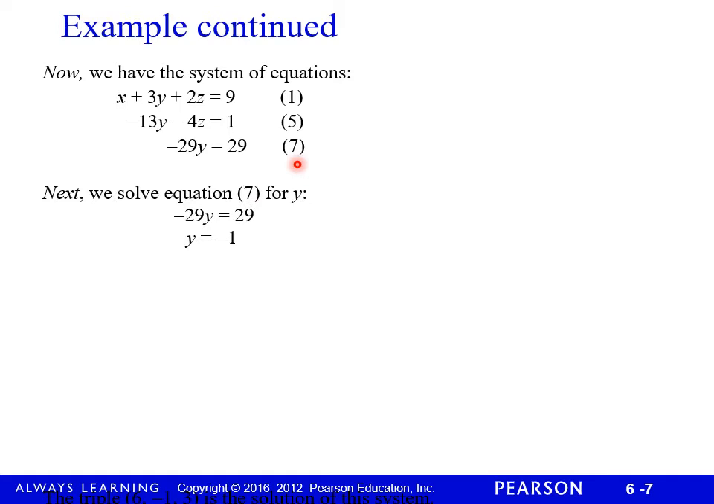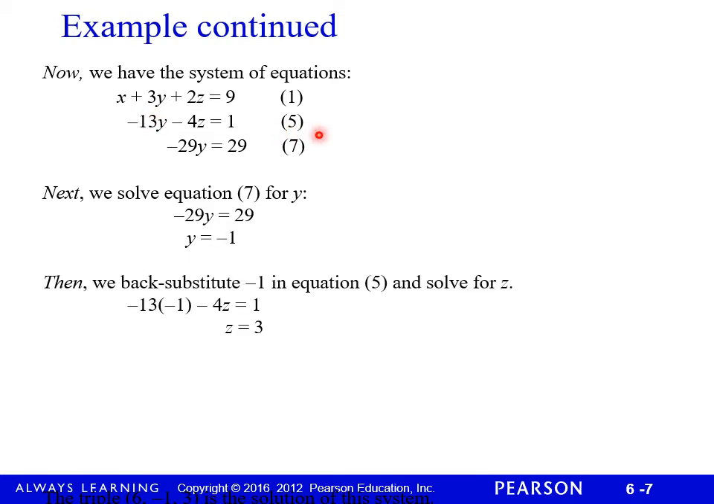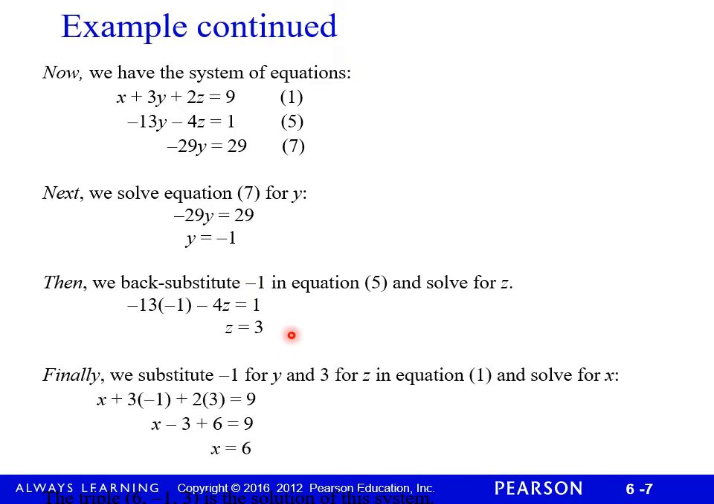If we solve equation 7 for y, we get y equals -1. We then go up an equation, we plug in the value y equals -1 into equation 5, and we get z equals 3. We then plug both the -1 for y and the 3 for z into equation 1 and solve for x, and we get x equals 6. So our solution to this original system of equations is (6, -1, 3).